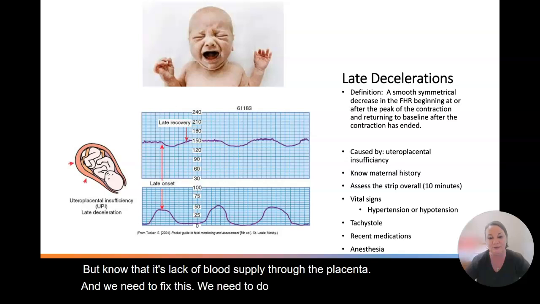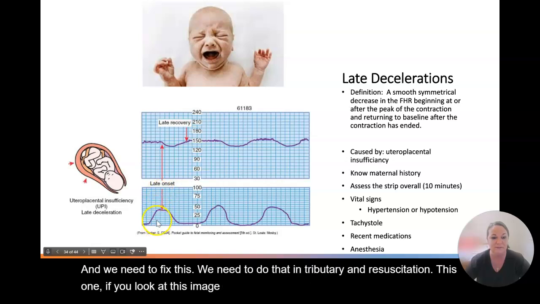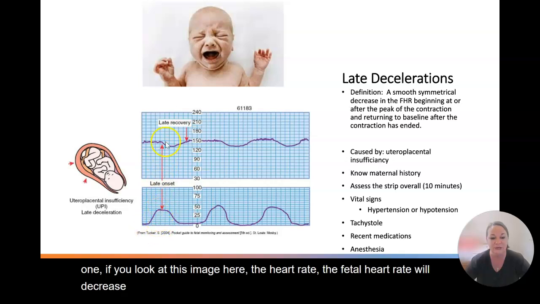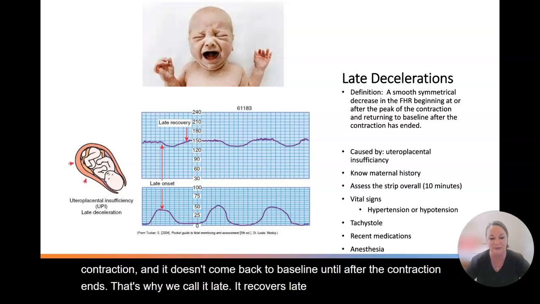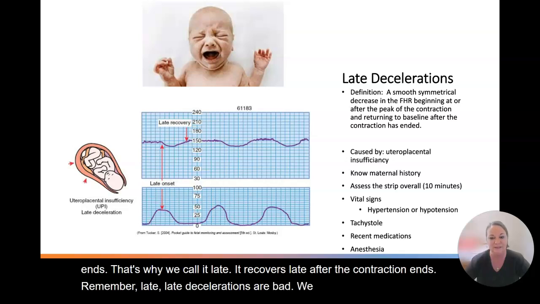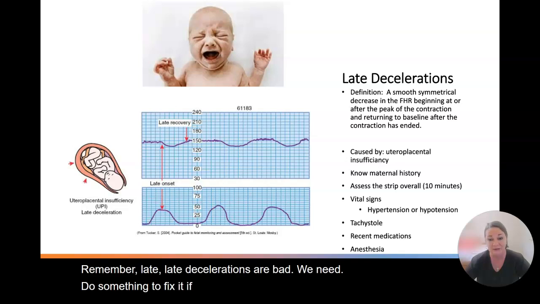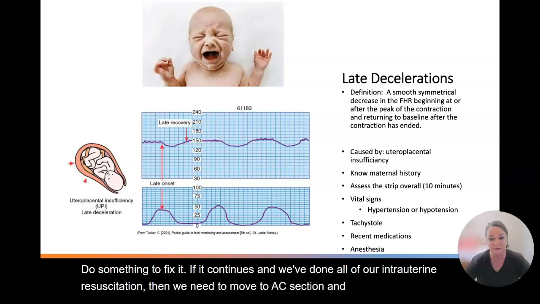We need to do that intrauterine resuscitation. This one, if you look at this image here, the fetal heart rate will decrease after the contraction has started, usually at the peak of the contraction, and it doesn't come back to baseline until after the contraction ends. That's why we call it late. It recovers late after the contraction ends. Remember, late decelerations are bad. We need to do something to fix it. If it continues and we've done all of our intrauterine resuscitation, then we need to move to a C-section and get that baby out.